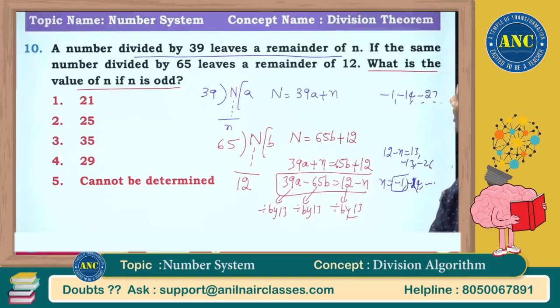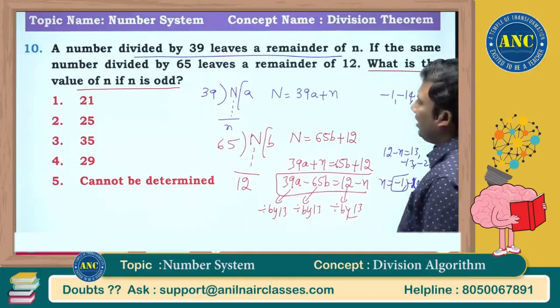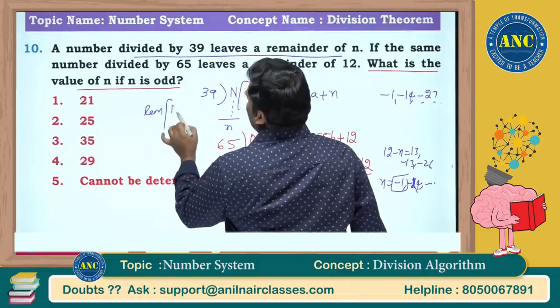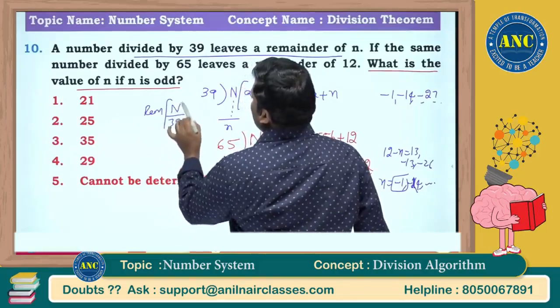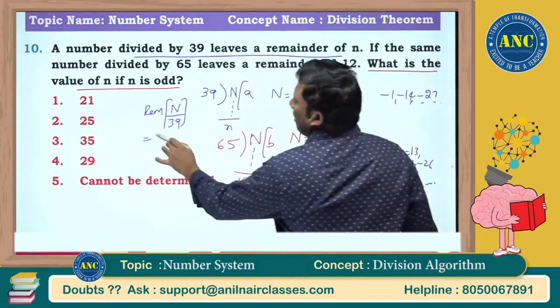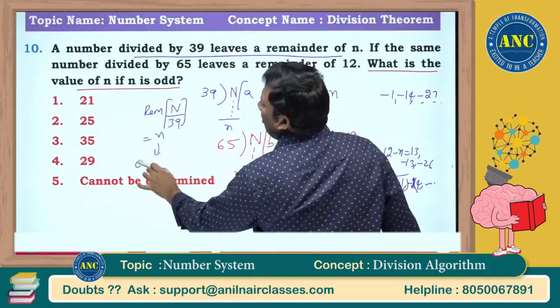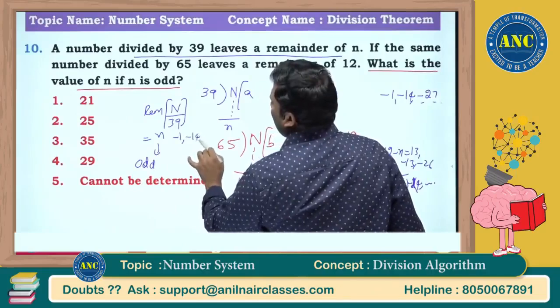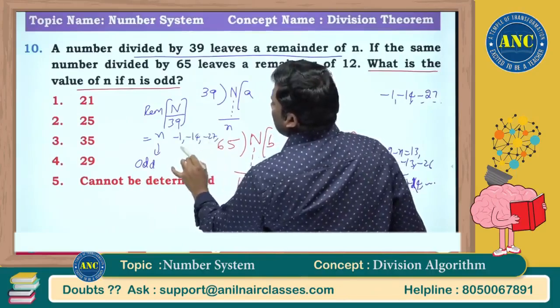Now, what is the question? What will be the answer? What is the value of n? N is the remainder when the number is divided by 39. N is an odd number, right? So from here, all the cases we will get.